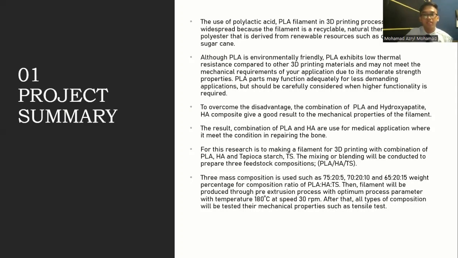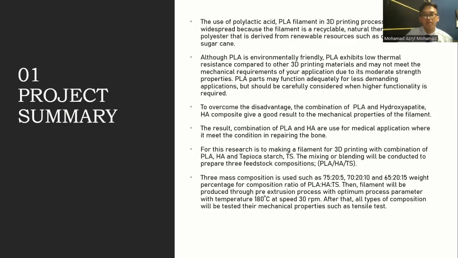PLA parts may function adequately for less demanding applications but should be carefully considered when higher functionality is required. To overcome the disadvantage, the combination of PLA and hydroxyapatite HA composite gives a good result to the mechanical properties of the filament. The combination of PLA and HA is used for medical applications where it meets the condition in repairing the bone.